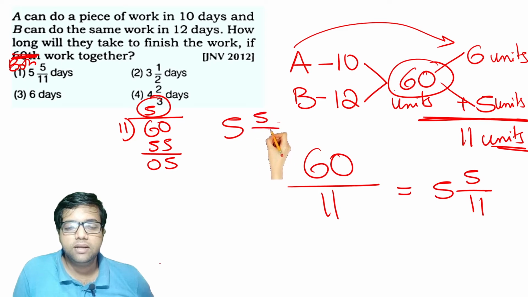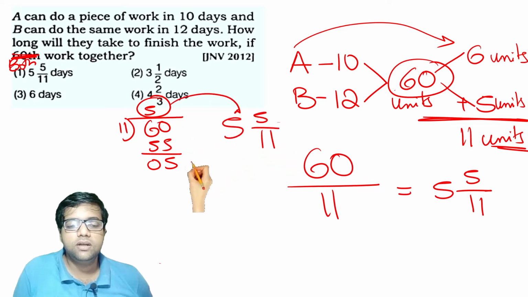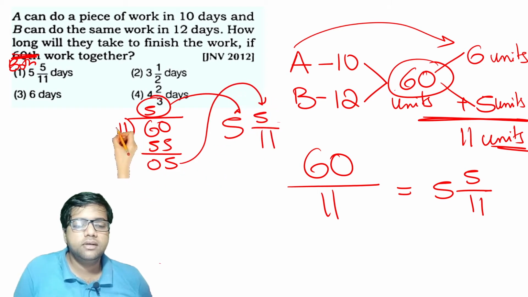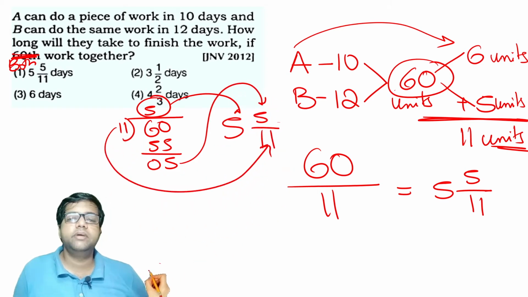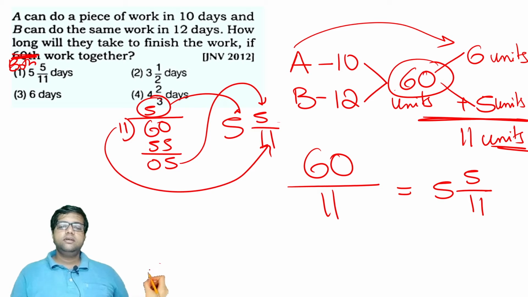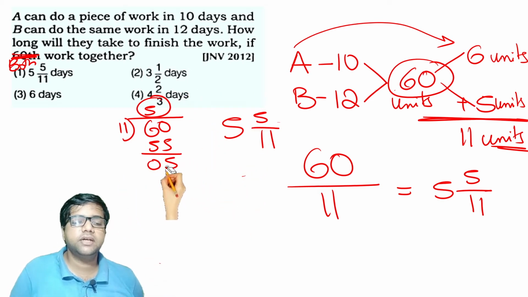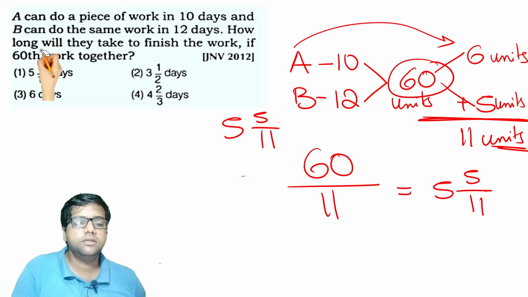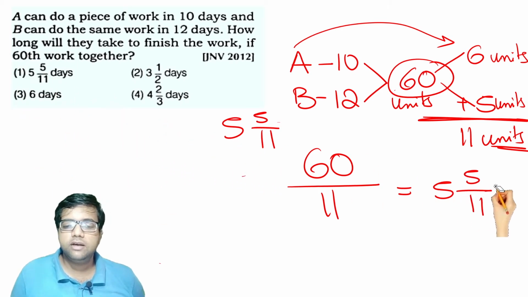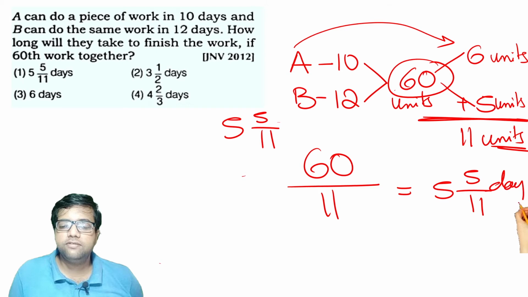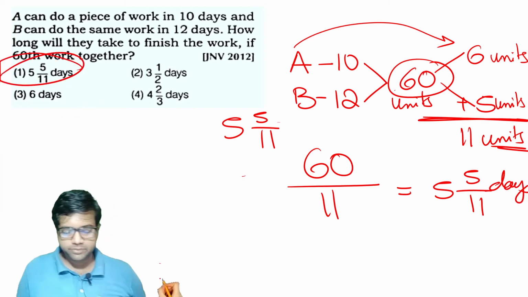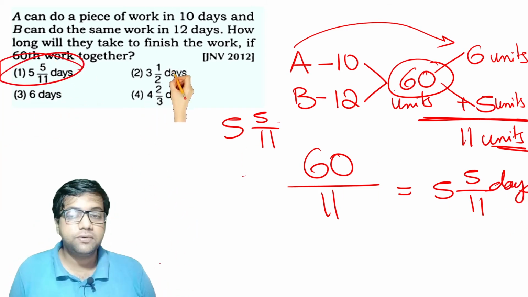5 by 11, right? 5 will come in the whole number. Remainder will go to the numerator. Divisor will come in the denominator. So this is how you will form the mixed fraction. And if you check the options, 5 by 11 days is available in option 1. Option 1 is the right answer for this question.